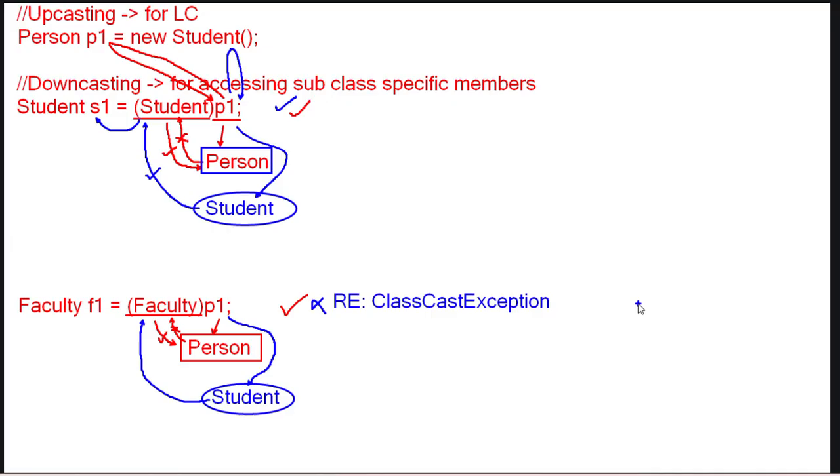Write down, continuation. Once again, all points I am going to write. Write down, first point. Storing a subclass object reference in a superclass referenced variable is called upcasting.